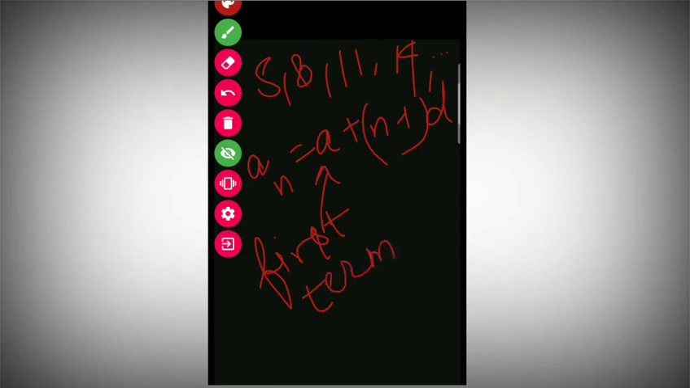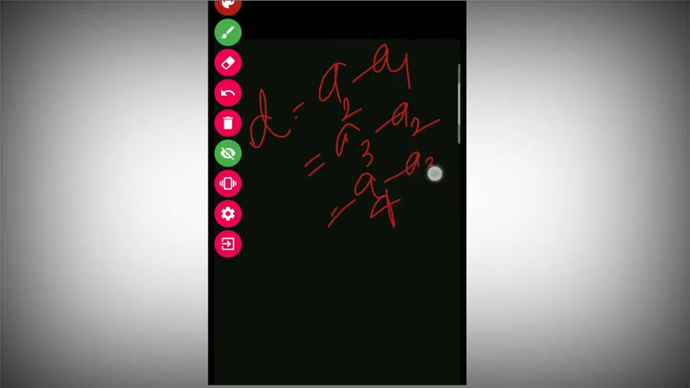You can ask me, sir, you told me that A1 or A, both are the same. And N means which term you want to find out. I am saying we have to find the 25th term, so the value of N will be 25. D is the common difference. You can find D by second term minus first term, or third term minus second term, or fourth term minus third term, or fifth term minus fourth term, meaning any consecutive numbers you can subtract. By it you will get what?